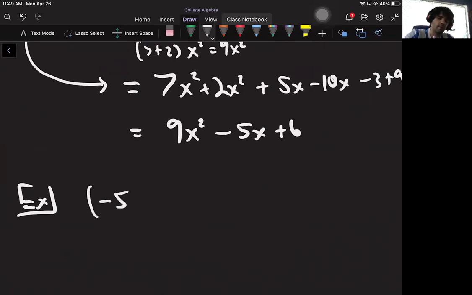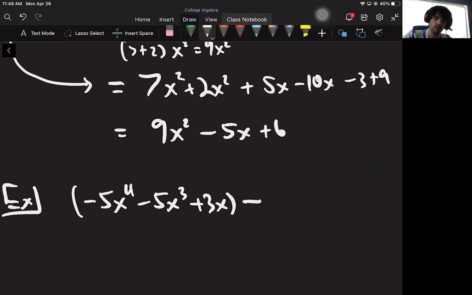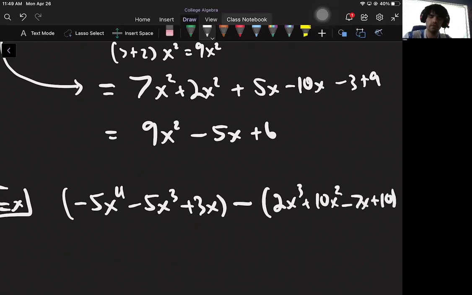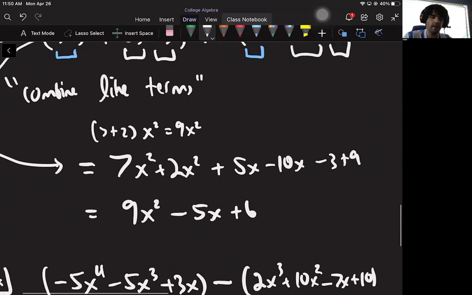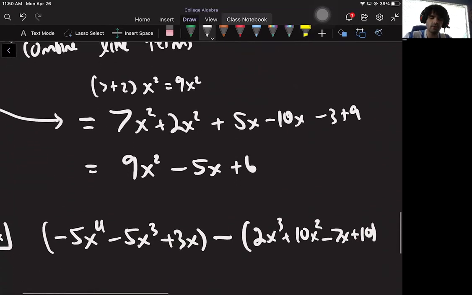So negative 5x to the 4th minus 5x cubed plus 3x. And instead of adding, we will subtract the next polynomial. So 2x cubed plus 10x squared minus 7x plus 10 will be the other one. So adding was just combining like terms. Subtracting is also that, with one extra step.